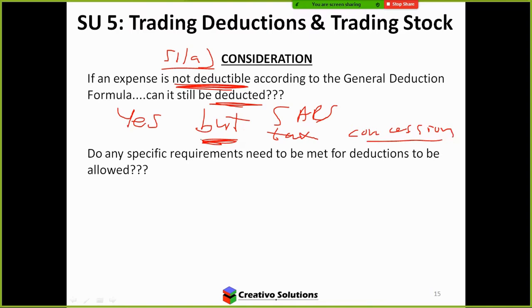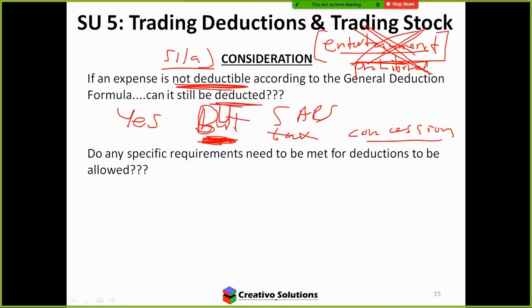So here's a simple example: entertainment. SARS clearly expresses this: it is actually part of the prohibited deductions. SARS doesn't want you to spend money on entertainment, especially a business. A business shouldn't waste their resources on entertainment. So SARS says, no, you cannot, you will not, and you will never be able to claim any of your entertainment expenses as a deduction. But, and there's a very big but here, a big but.